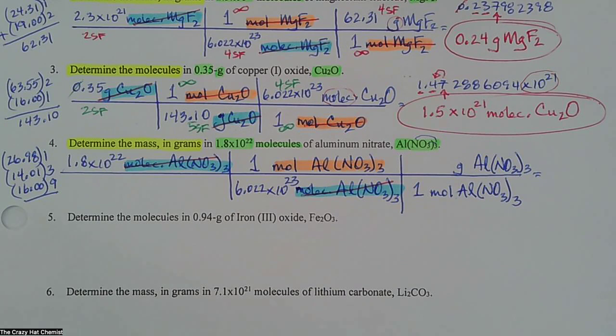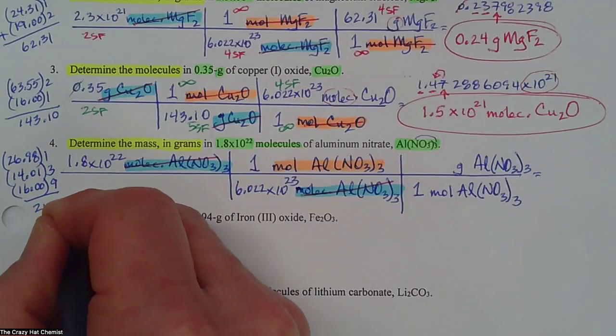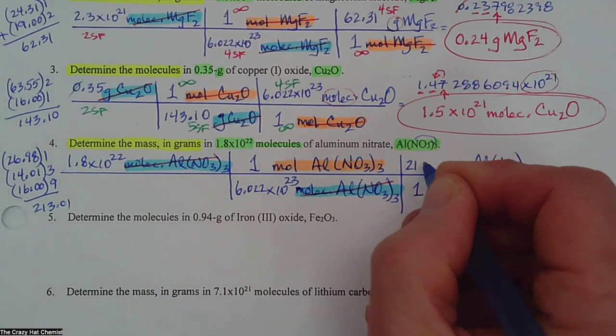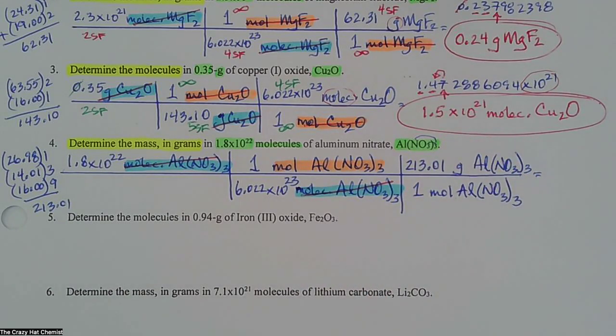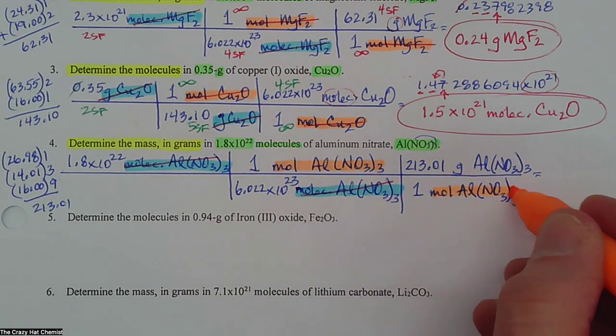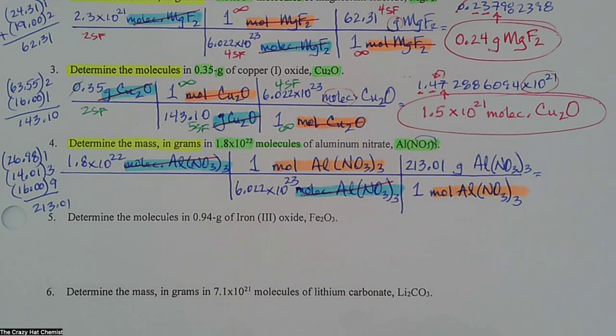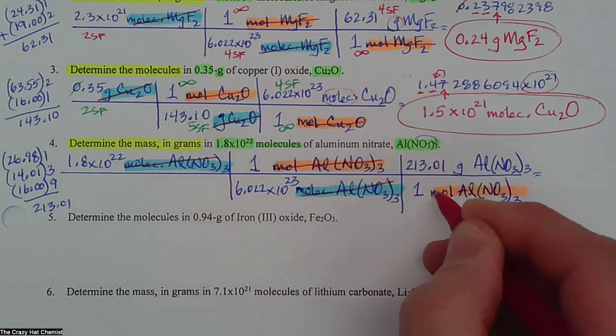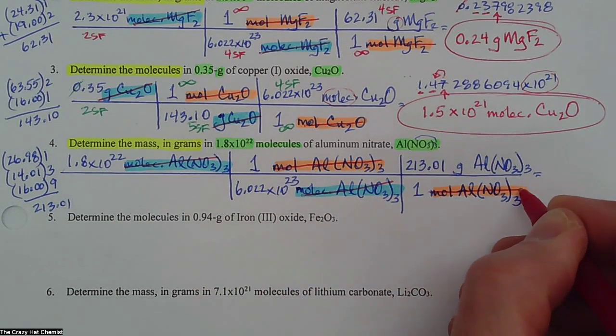Okay, so we're going to get the molar mass here for aluminum nitrate. That's 26.98, plus 14.01, I'm going to multiply that by 3, and then 16.00, multiply that by 9. Add it all up, and I get 213.01. So 213.01 is my molar mass for aluminum nitrate. Again, the moles of aluminum nitrate are in this numerator term. That's why they're in this denominator term. And that is why we are doing this whole dimensional analysis so that we can cancel out units from the numerator to the denominator.